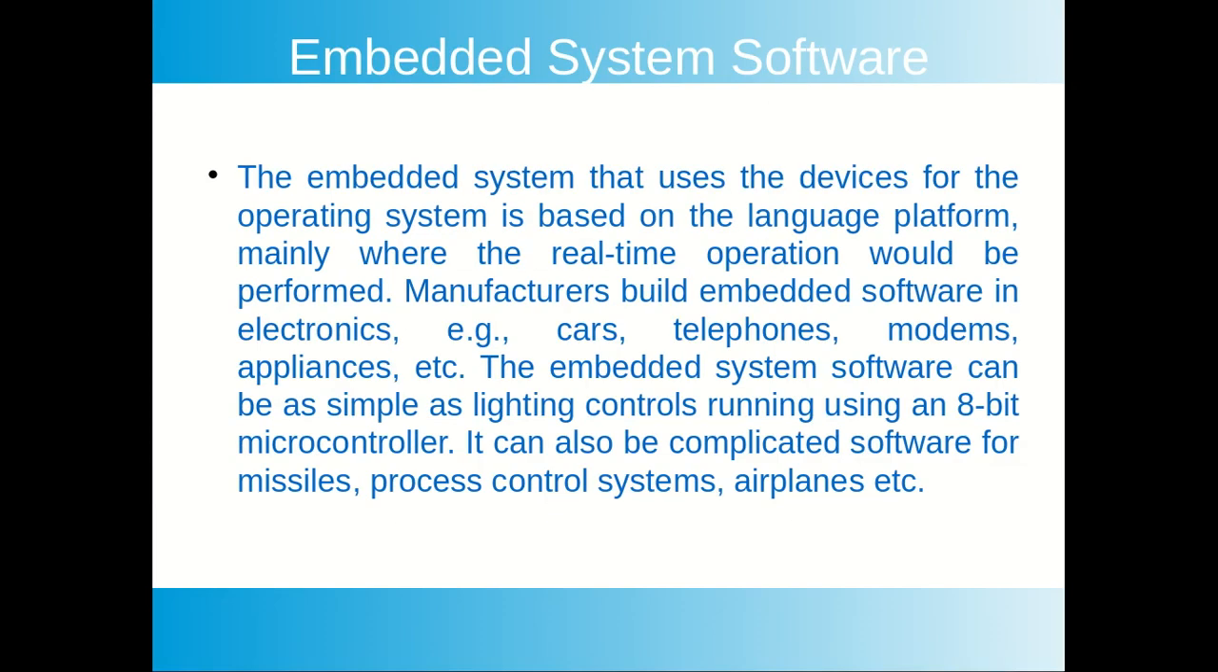Embedded system software. The embedded system that uses the devices for the operating system is based on the language platform, mainly where the real-time operation would be performed. Manufacturers build embedded software in electronics, for example, cars, telephones, modems, appliances, etc. The embedded system software can be as simple as lighting controls running on an 8-bit microcontroller. It can also be complicated software for missiles, process controller systems, airplanes, etc.